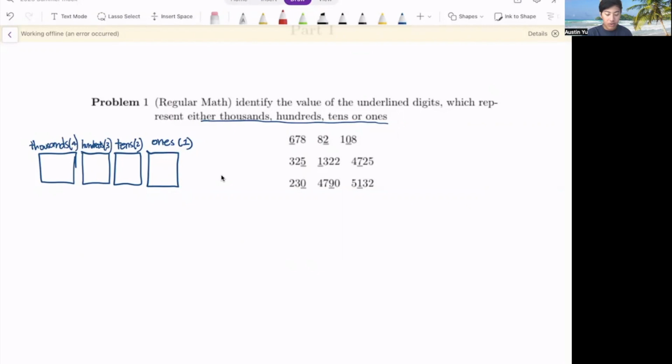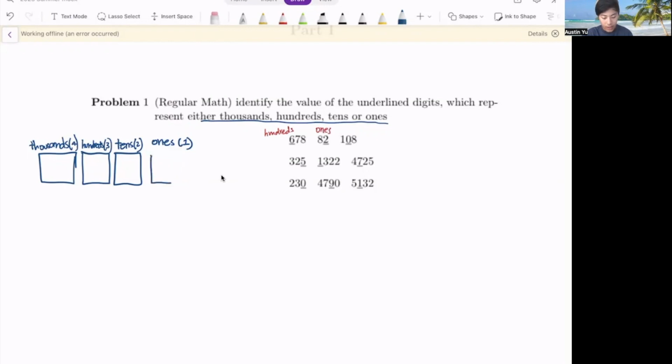The first one is 678, and the 6 is underlined, which means that we have to identify the value of it. Well, we see that if we were to draw 678, the 8 would be in the ones because it's on the rightmost side. The 7 is the tens, and the 6 is the hundreds. So therefore, it's the hundreds. So I will just write hundreds. Next on moving on is 82. Well, we write 2 as the ones and 8 as the tens. And since there's no more, we can conclude that 2 is the ones because 2 is underlined, so therefore we write ones.